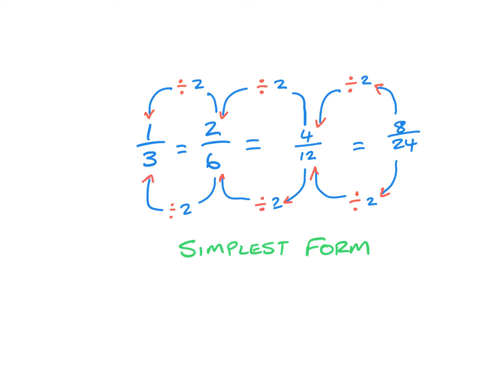So I end up with the following. 8/24 as a big fraction can be simplified down to 4/12, and that can be further simplified down to 2/6, and I end up, after my final simplification, with a fraction of 1/3. So 8/24 has been simplified down to 1/3.